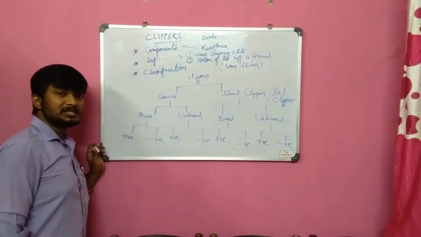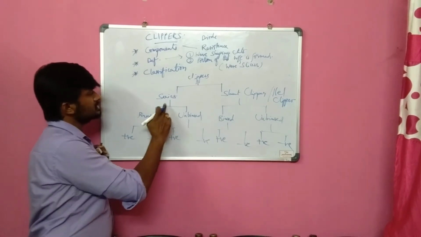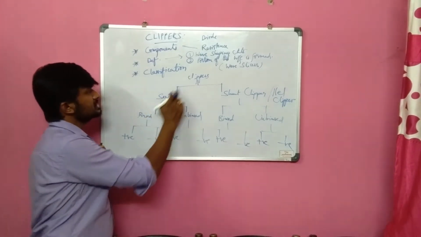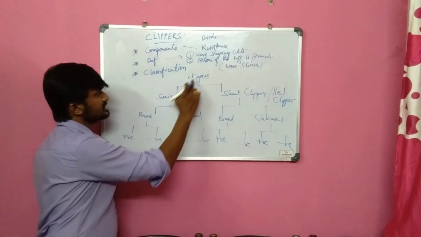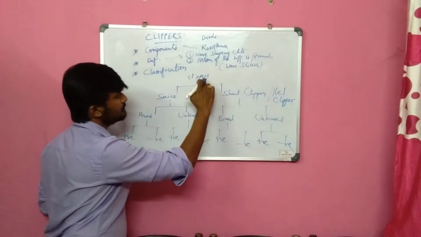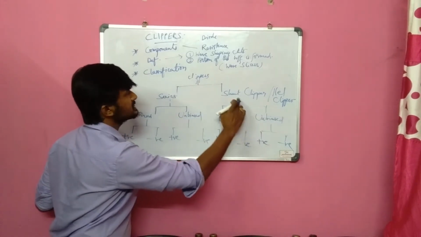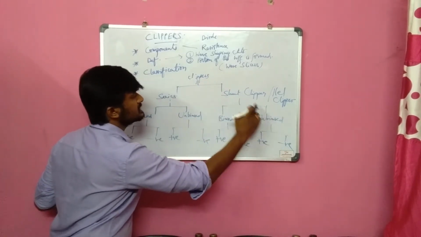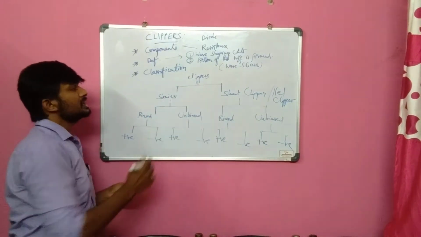Like that, totally we have 8 classifications under clippers. Positive biased series clipper, negative biased series clipper, positive unbiased series clipper, negative unbiased series clipper, positive biased shunt clipper, negative biased shunt clipper, and finally positive unbiased shunt clipper and negative unbiased shunt clipper. Total 8 classifications come under the common heading clippers.